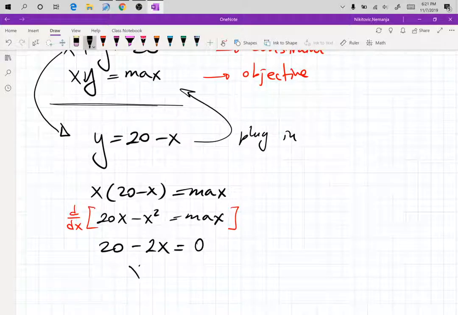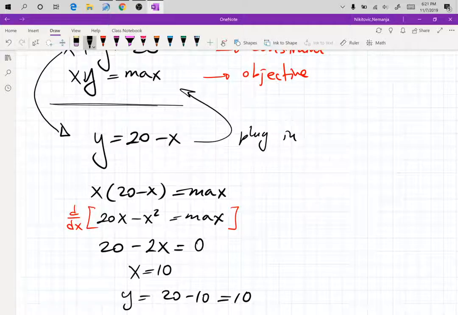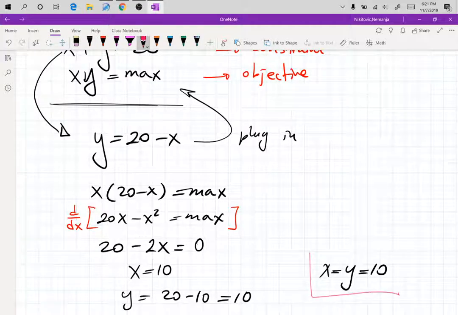So from here, we calculate that x is equal to 10, and then y is equal to 20 minus 10, which also equals 10, and we now know that x equals y equals 10 is our solution. Boom.